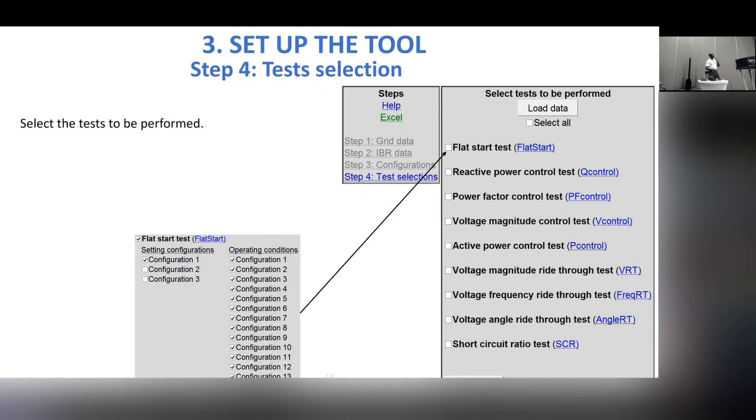And then we have step 4. In step 4, we define the test. Here, by default, all the tests are selected, and each time a test is selected, you have to define the configurations under which the test will be performed. And if you follow the grid code, actually, this is already done. You simply need to keep the default value. But if you want to play, maybe disconnect some configuration, if you want to play and generate a customized report, whatever, you can do that. So this is for step 4.